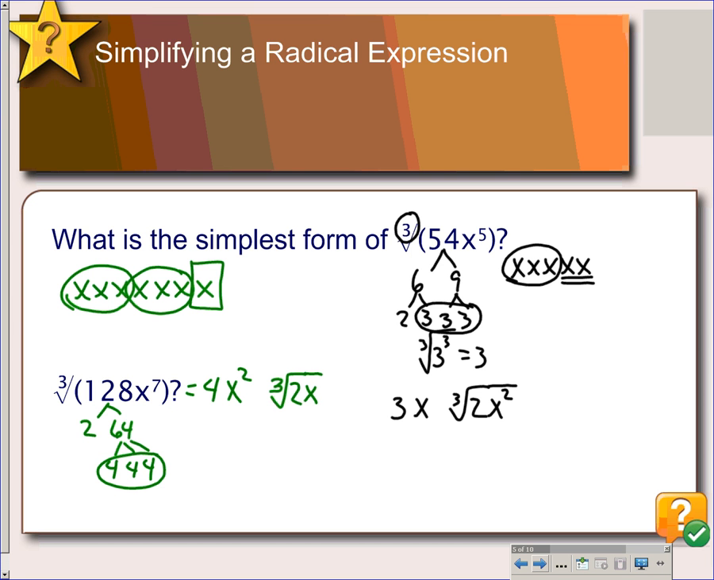Rather than writing out the whole list of x's, what we can do is take the exponent on the 7 and divide it by the index. So we have 7 divided by 3 goes 2 times. 2 times 3 is 6. Subtract that from 7 and it is 1. This 2 is your exponent on the outside. This 1 is your exponent on the inside.